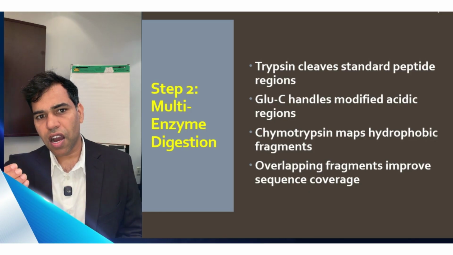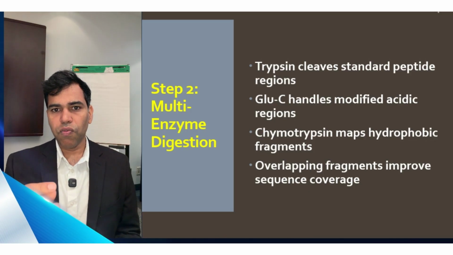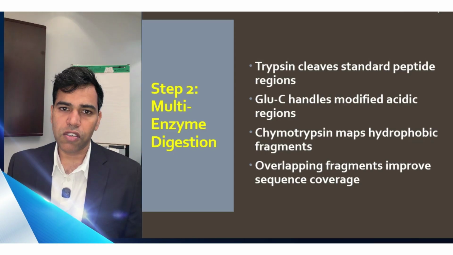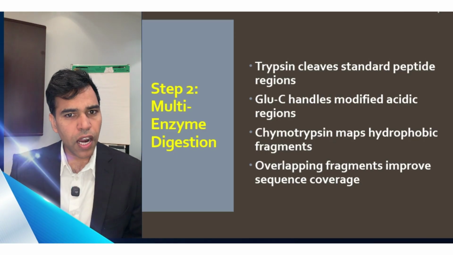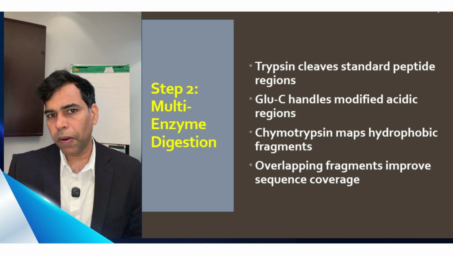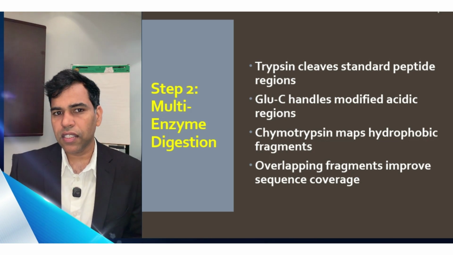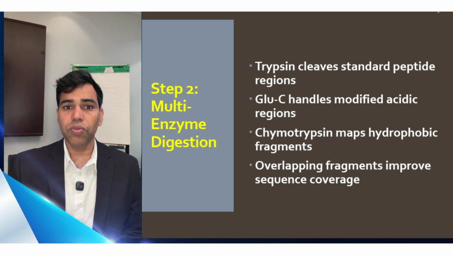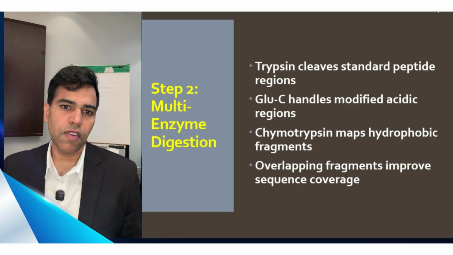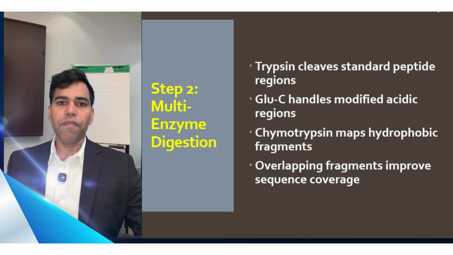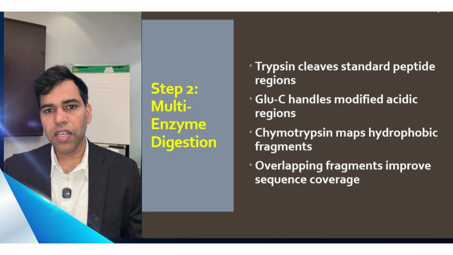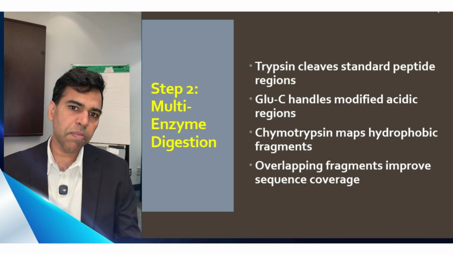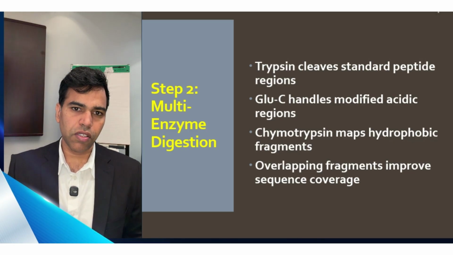Chymotrypsin targets the hydrophobic fragments, the ones most likely to be lost without the right enzymatic approach. The overlapping peptides generated by this parallel strategy are what give you genuine confidence in your coverage map. If you're working from a single enzyme digest, you have gaps. In regulatory filing, gaps become formal questions.